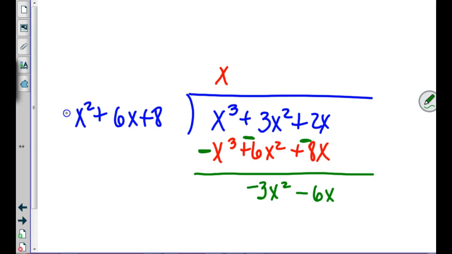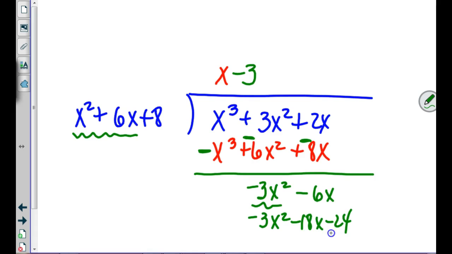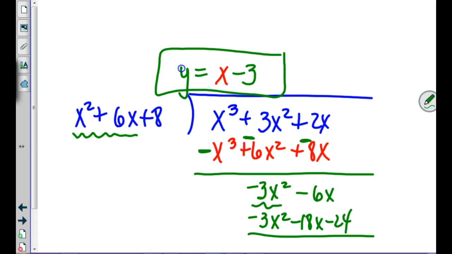So what can I do to make this into this? Okay. So I get negative 3x squared minus 18x minus 24. Do I care about anything beyond that? It's going to be remainder, right? Everybody okay? So our end behavior equation is y equals x minus 3.